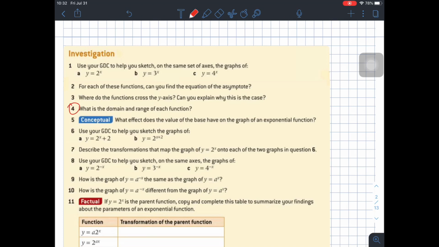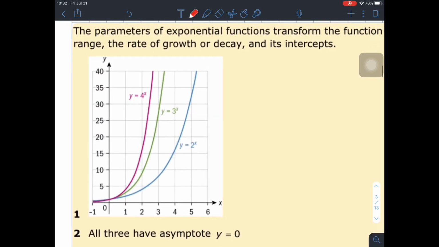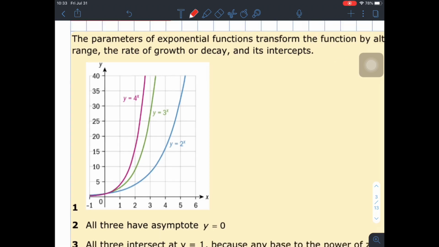Let's go to number 4. What is the domain and range of each function? If you look at this graph, what will be the domain and the range of all of the functions? You see that for the domain, the x values, this function can take any number, right? This continues up to infinity to the negative values, and this continues up to positive infinity for the positive x values. And you see that for the range, this function only goes from 0 to infinity, right? So the range is only the positive numbers, basically.